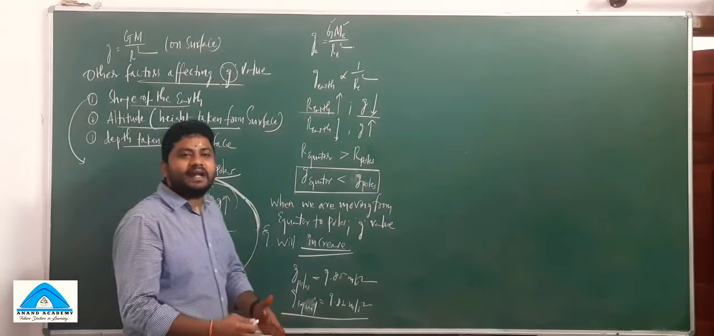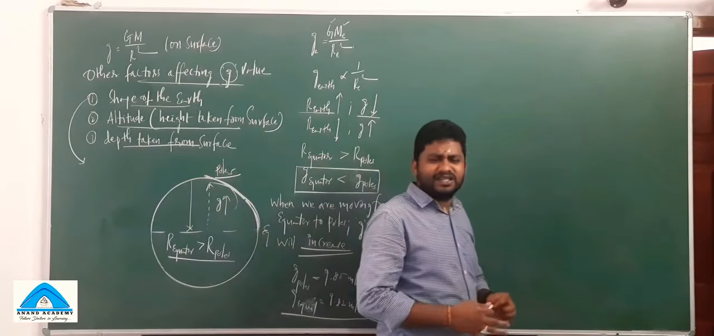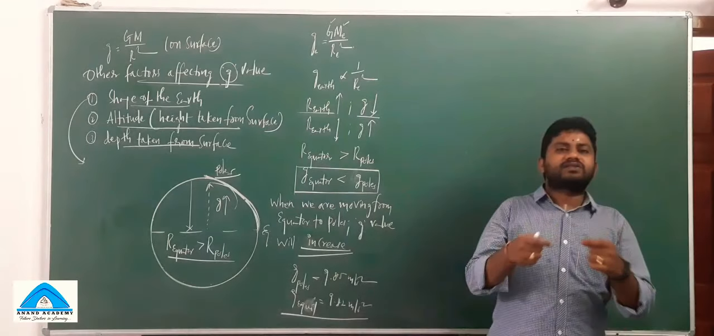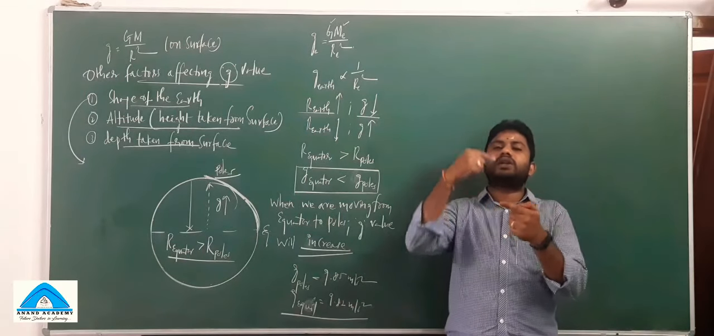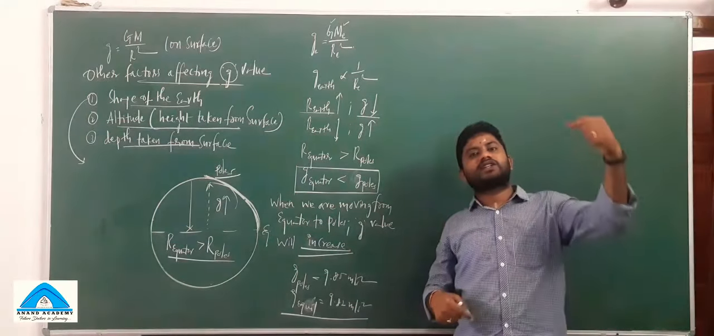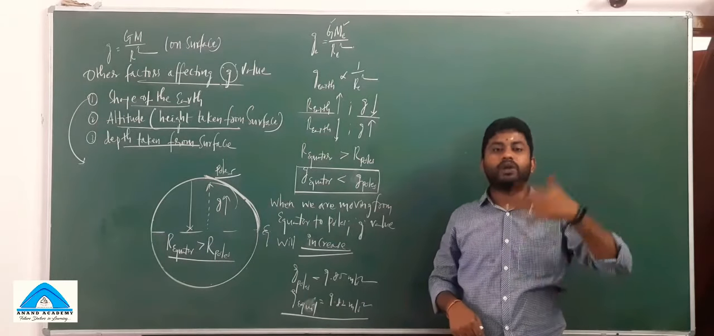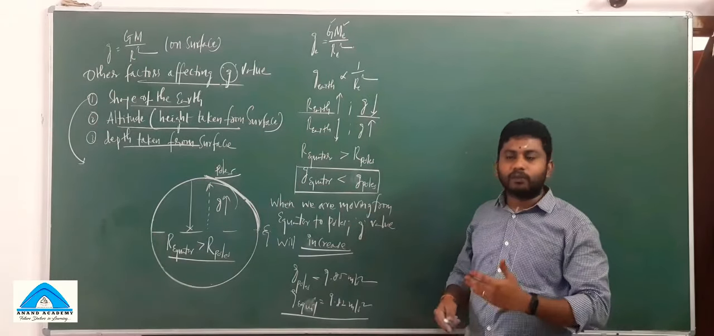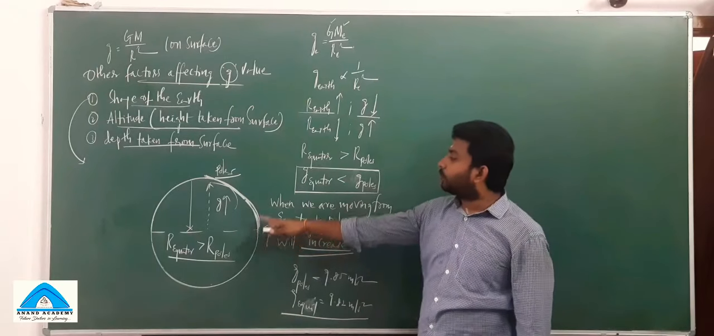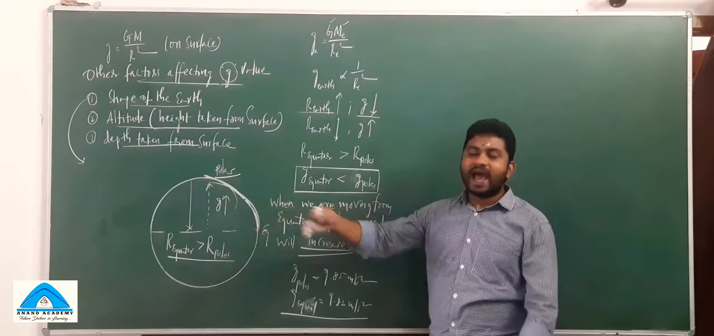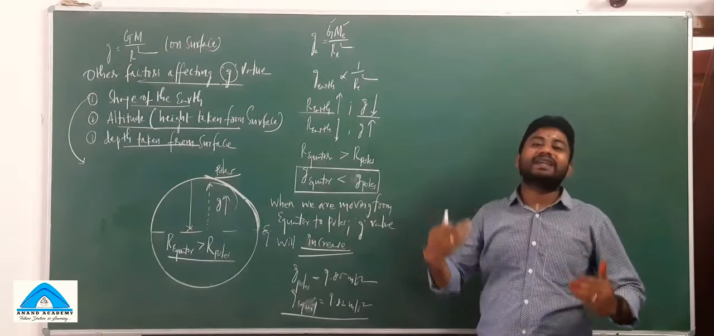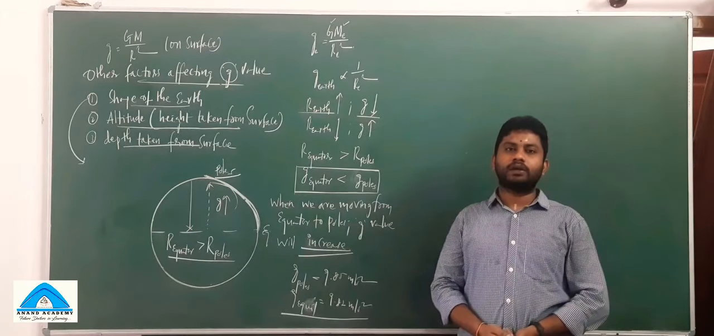What you should understand from this application is simple. As the radius of the earth varies at different points, acceleration due to gravity also varies. How does it vary? In this way. When we are moving from the equator to the poles, as the radius decreases, acceleration due to gravity will increase. That's it. Okay, so let's start.